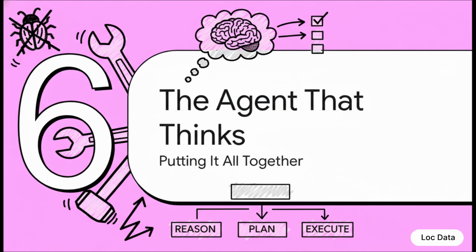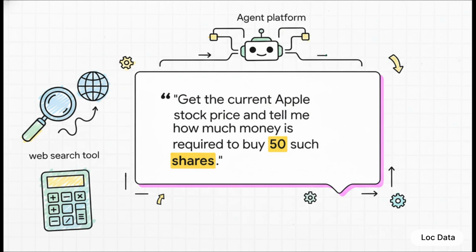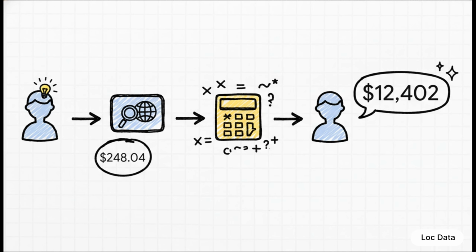Can this thing we just built actually reason, make a plan, and then execute a multi-step task? So we ask it the exact same question again, but this time, our agent is ready for it. It has a working web search tool, and it has a calculator. Let's see what it does. And this is where the magic really happens.